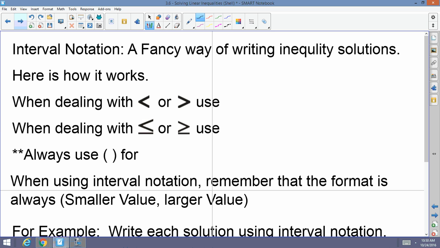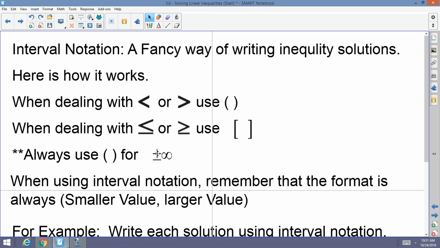Now, interval notation. This is the reason I went to graphing first and then to interval notation. Hopefully it will all make sense to you right now. This is a very fancy way of writing inequality solutions, guys. Kind of similar to graphing: when you're dealing with less than or greater than, you use parentheses. When you're dealing with less than or equal to or greater than or equal to, brackets. And you're always going to use parentheses for plus or minus infinity.